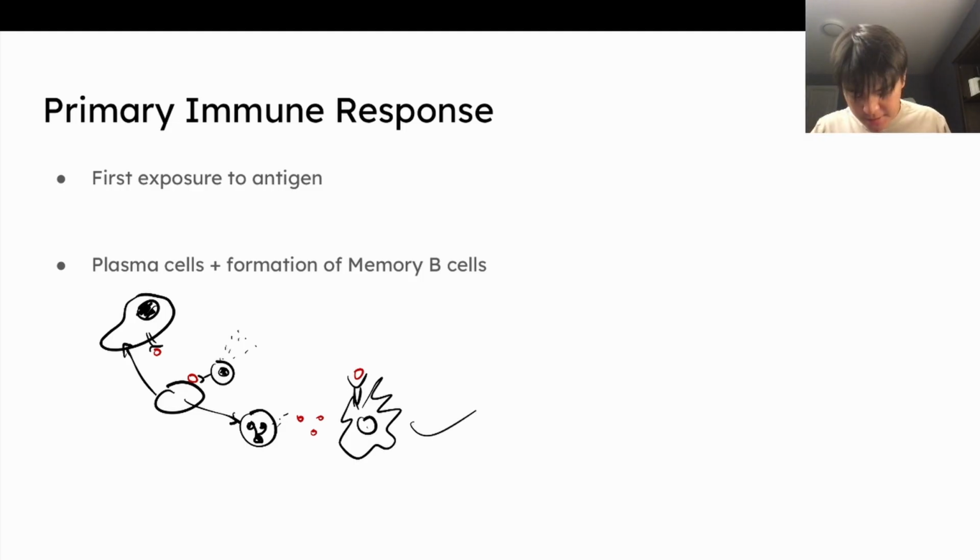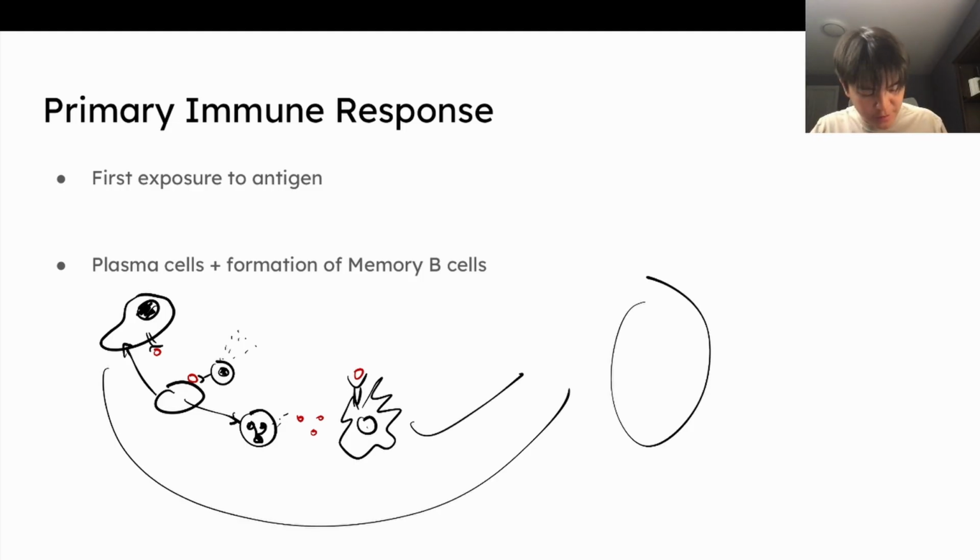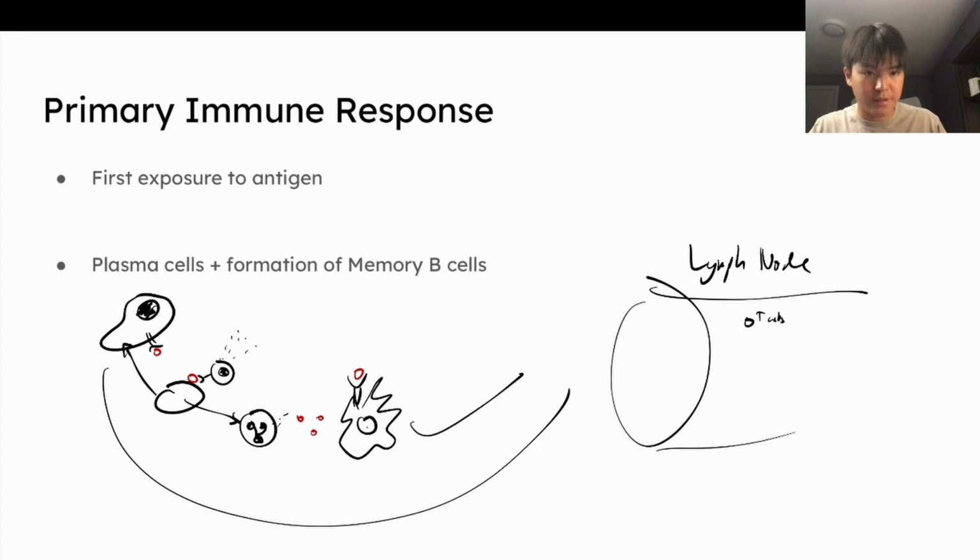Now, what do these guys do? These guys go to the lymph nodes. Imagine this is a lymph node. Now, what is in here? There are T cells, naive T cells, and naive B cells.